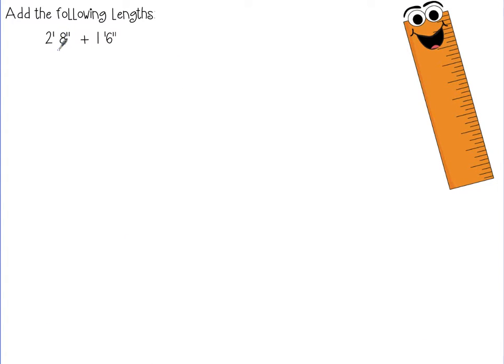So now let's think of lengths. Again, I have 2 feet 8 inches plus 1 foot 6 inches. I have to remember that 12 inches equals 1 foot. So you always have to remember your conversion factor for whatever you're talking about. If we were talking about yards, then our conversion factor would be different. But in this case, we're just working with inches and feet.